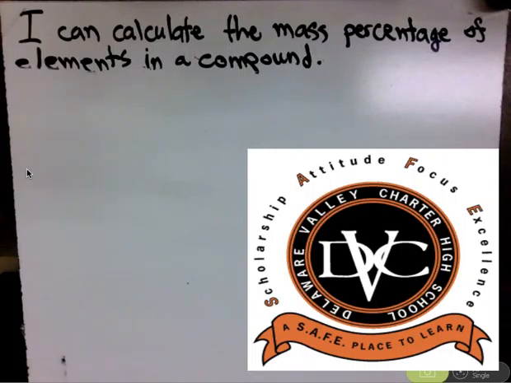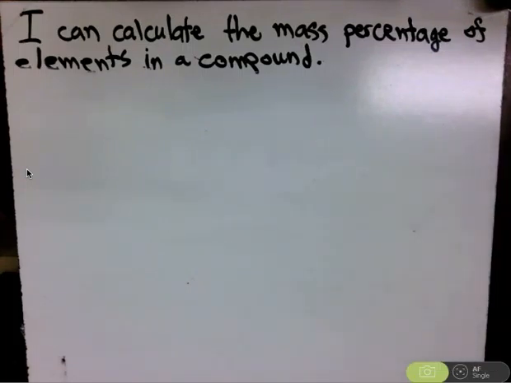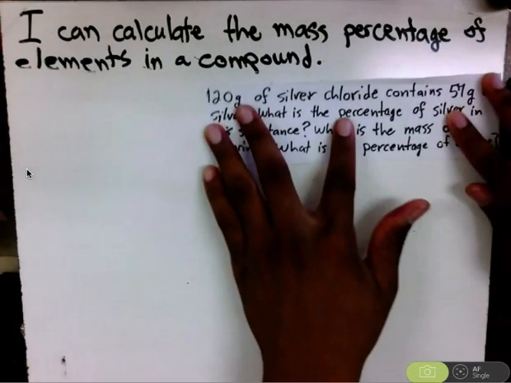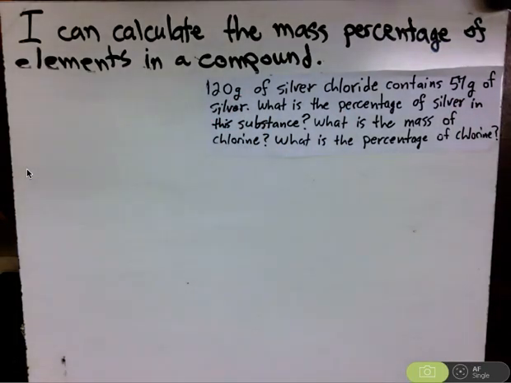I can calculate the mass percentage of elements in a compound, and this is the next problem that we're going to try to solve. 120 grams of silver chloride, that means it only contains silver and chlorine. It contains 57 grams of silver. What is the percentage of silver in the substance? What's the mass of chlorine? And what is the percentage of chlorine?